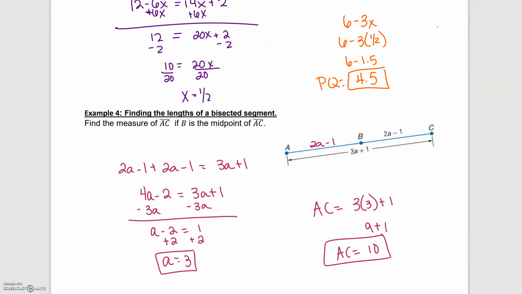And on our example here, we get A is 3. When we take a 2A minus 1 plus a 2A minus 1 and set it equal to a 3A plus 1, and then we plug that 3 back in to find AC, so 3 times 3 is 9, 9 plus 1 is 10 for that total length.